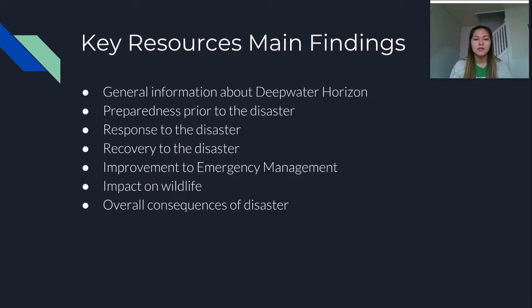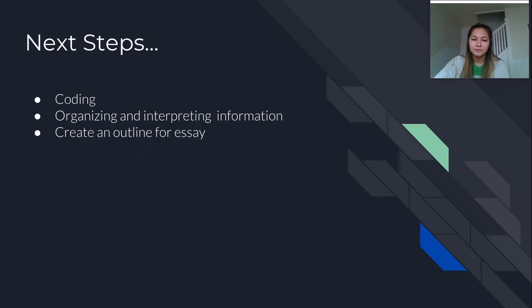Response to the disaster, recovery, improvement to emergency management. Basically, this is more about working better with private sectors. Impact on wildlife was a huge problem with this incident. It affected so much of the outside environment around it. Basically, the main findings are the overall consequences of this disaster.